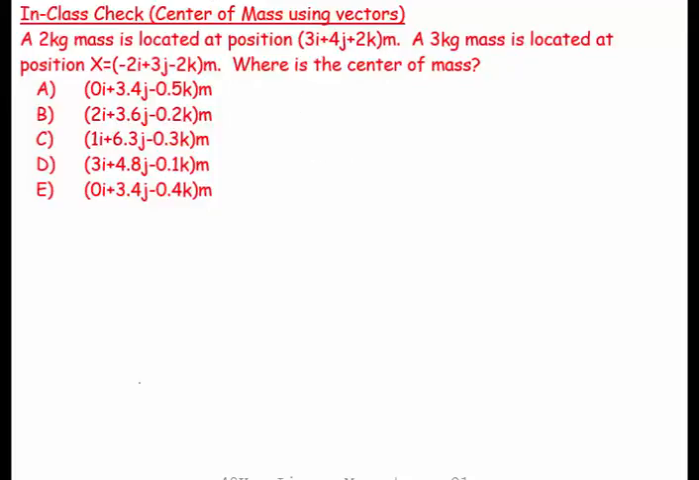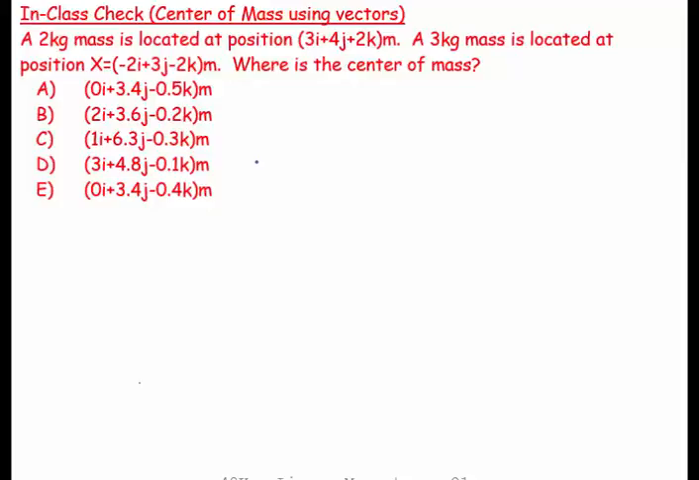Welcome. So this question says a 2 kilogram mass is located at a position 3i plus 4j plus 2k meters, and a 3 kilogram mass is located at position minus 2i plus 3j minus 2k meters. And then where is the center of mass? So we have a three-dimensional problem now.